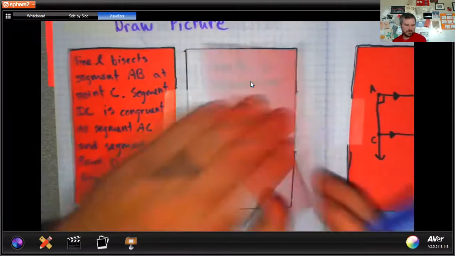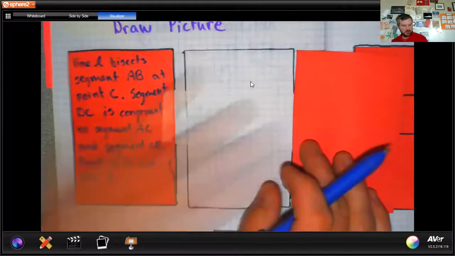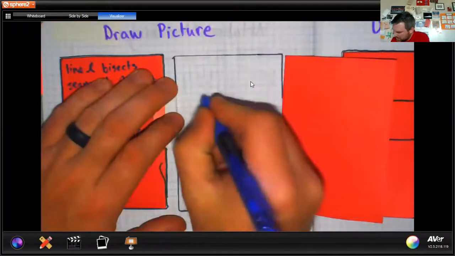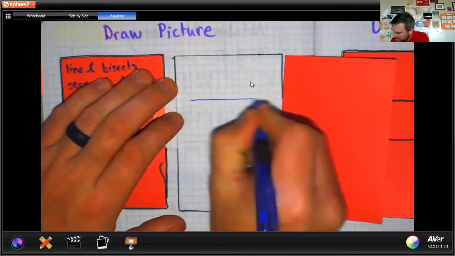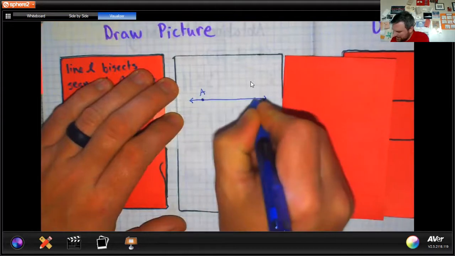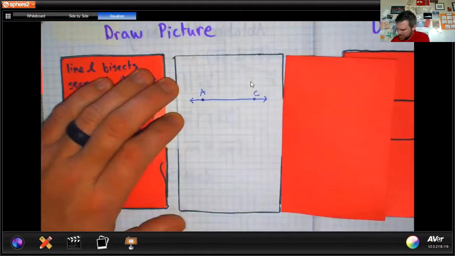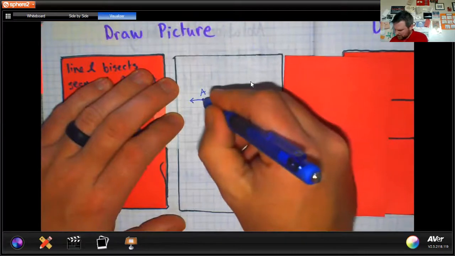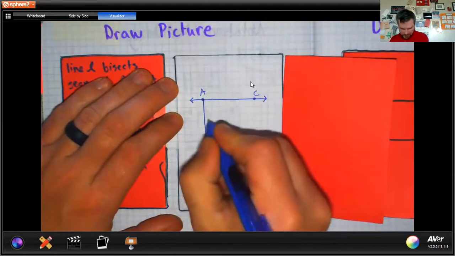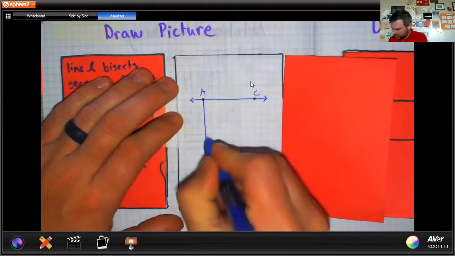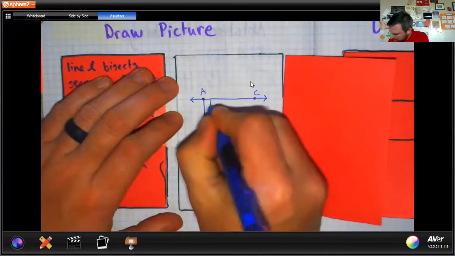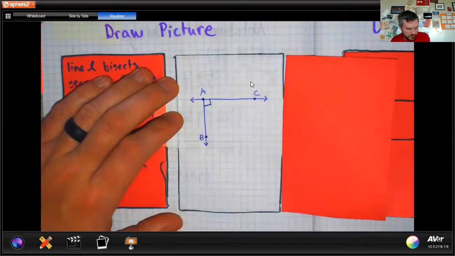All right, this next one says line AC is perpendicular to ray AB. So I got a line, which lines have to have arrows. And AC is perpendicular to ray AB. A is already on there, so I can't draw another point A. In one diagram, you can only have one of each point. So B, it's perpendicular, so that means I have to draw this square in the corner.